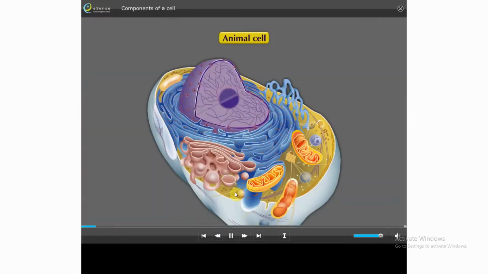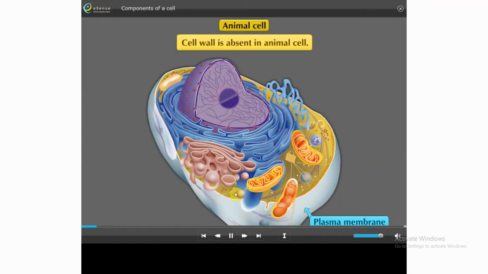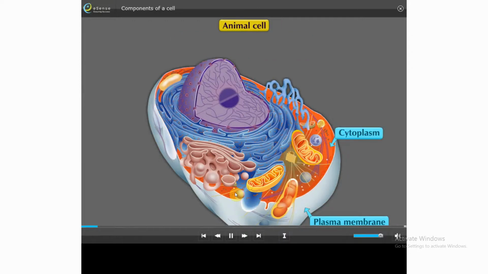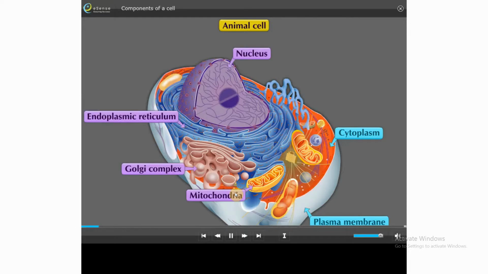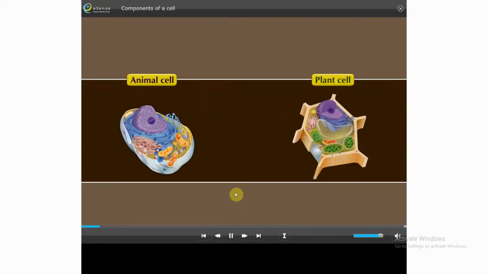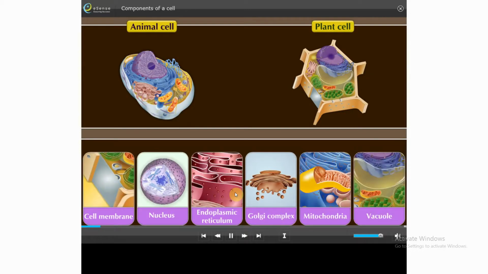In an animal cell, plasma membrane forms the outermost covering. Cell wall is absent in animal cell. Animal cell also consists of cytoplasm, in which organelles like nucleus, mitochondria, Golgi complex, endoplasmic reticulum, vacuoles, and lysosomes are present. Each and every part of these cells perform specific functions.